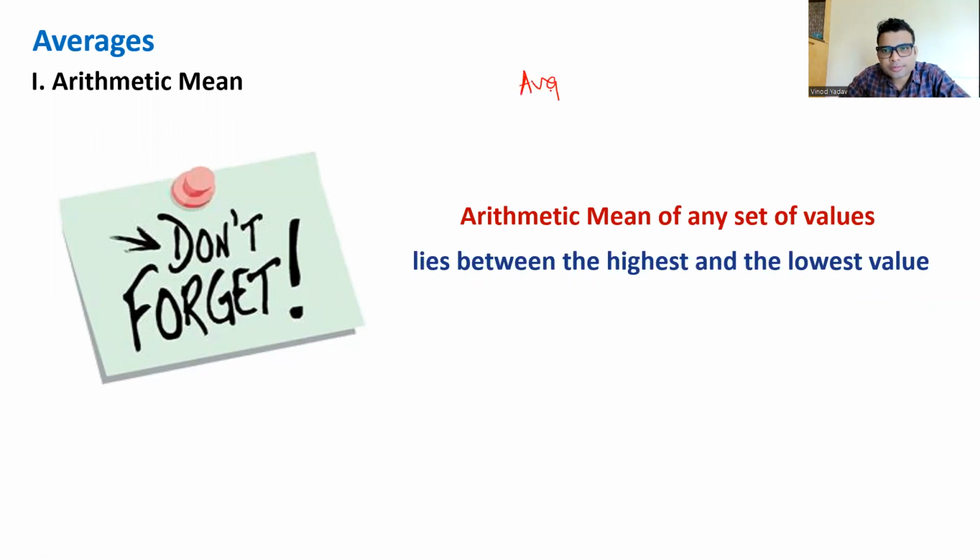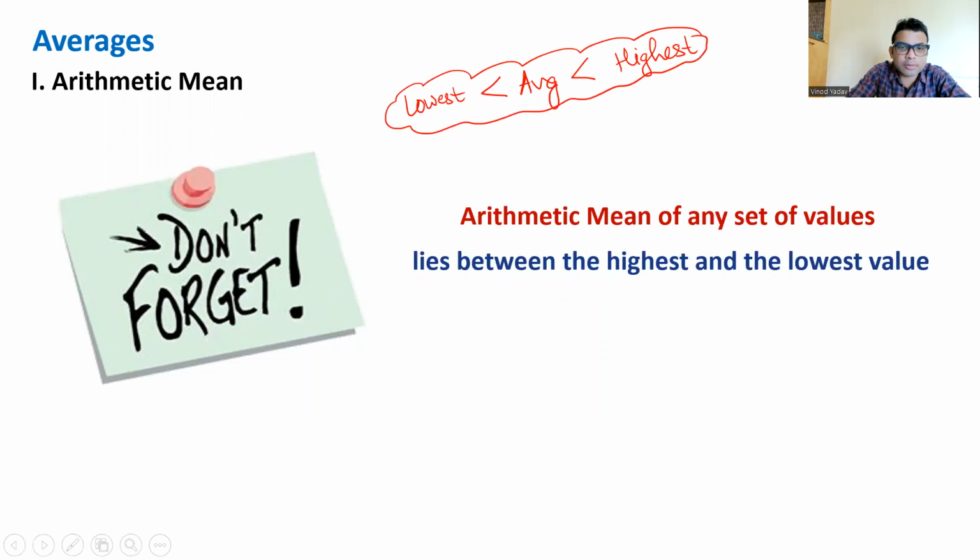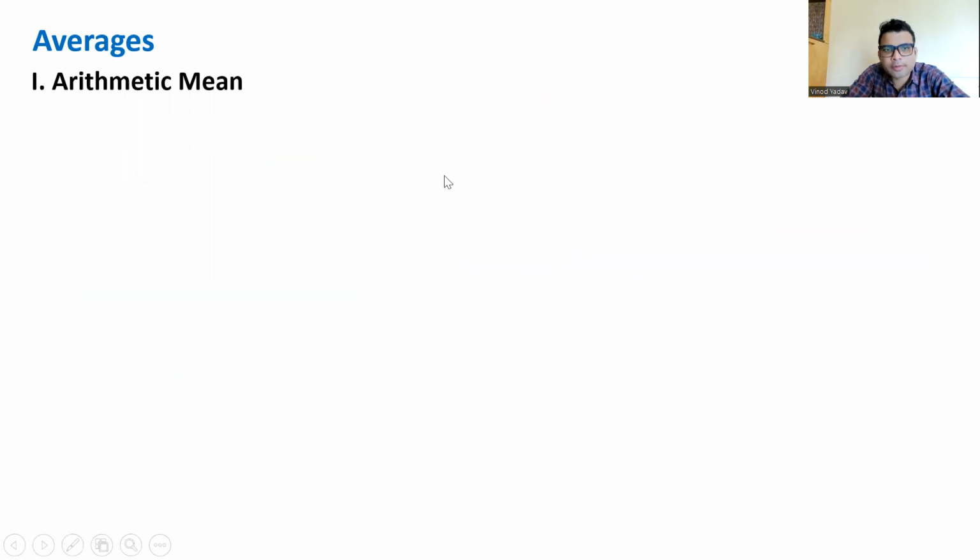Correct? Average or mean will always be more than the lowest value and will always be less than the highest value. Correct? This will help you later when we do alligation. Okay, remember this. All right. Now, let's understand some logical behavior of average to do some questions logically.